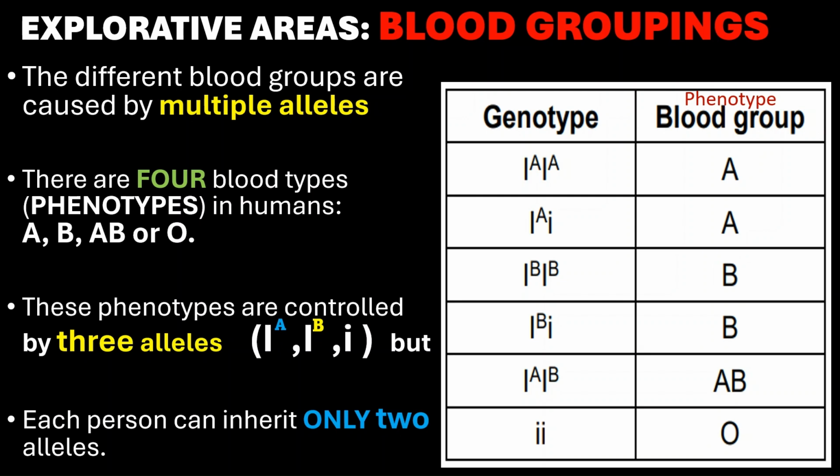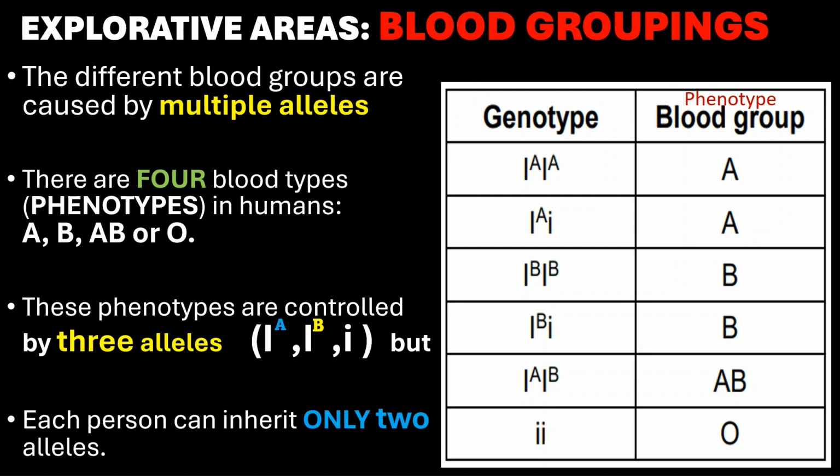Small letter i doesn't carry anything. Small letter means it's recessive. That means O is recessive, even though O is written like a capital letter. At the genetic level, it is still recessive. So that is how we represent it. Now, these alleles, IA, IB, and i, a person can only inherit two. That is one coming from the father, one coming from the mother.